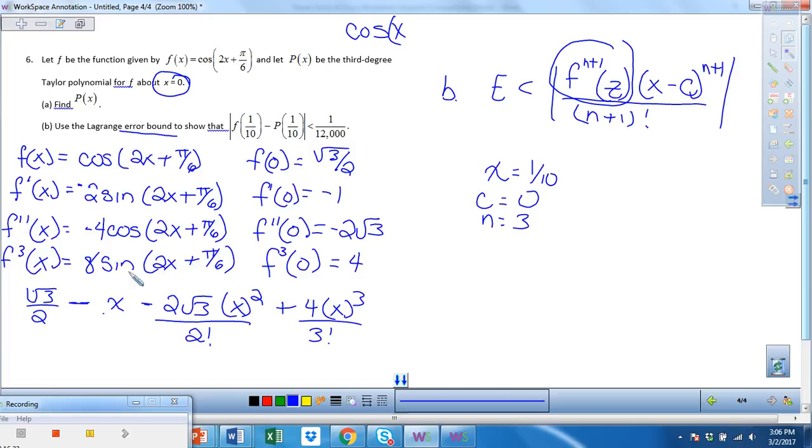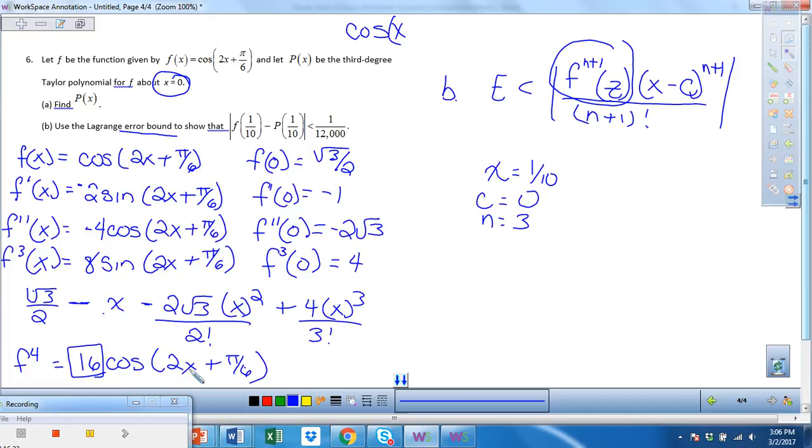Well, the next derivative of this is 16 cosine of (2x plus pi over 6). That's the third derivative? Yeah, that's the fourth derivative, because I used 3 derivatives here because it was a degree 3. So this is the fourth derivative. Well, what do I know about cosine and sine? They oscillate, but its maximum value is 16.